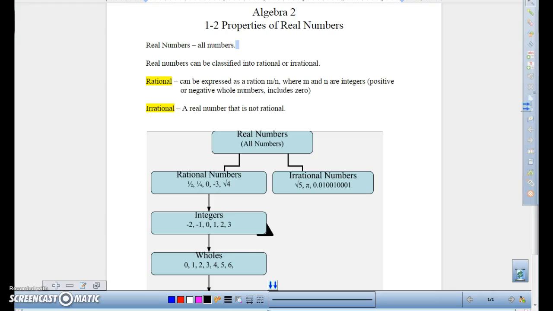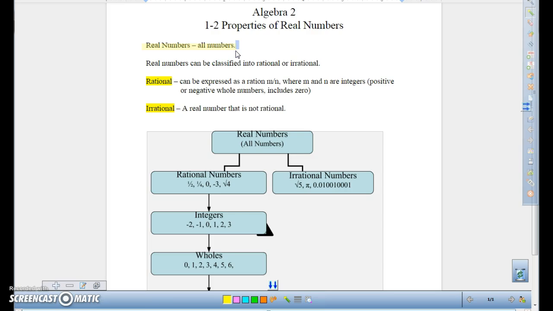Okay, welcome to Algebra 2, Section 1.2, Properties of Real Numbers. Today we're going to talk about the classification of numbers. The first thing we need to talk about is your real number system. Real numbers are all numbers. All numbers that you have learned from kindergarten all the way through Algebra 1 will be classified in the real number category. Real numbers can be classified into rational or irrational numbers.